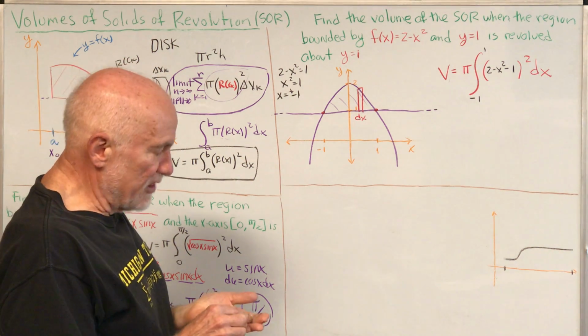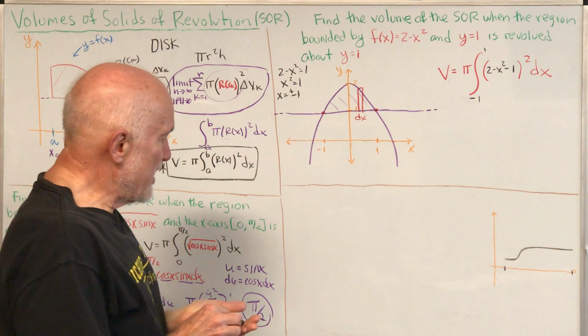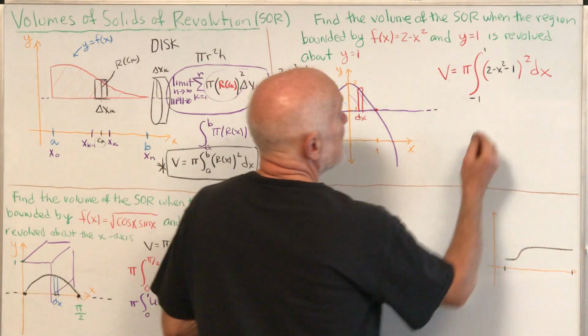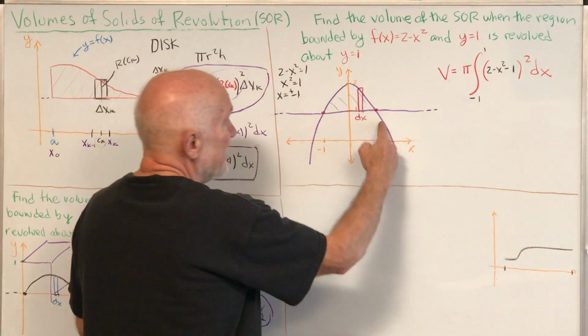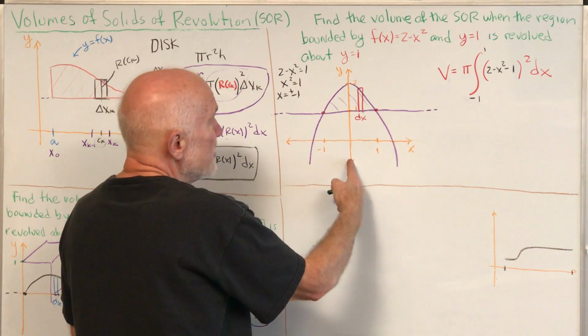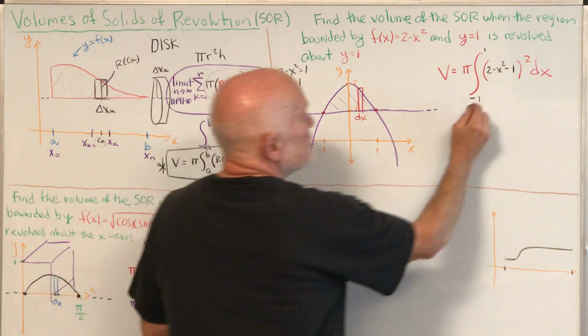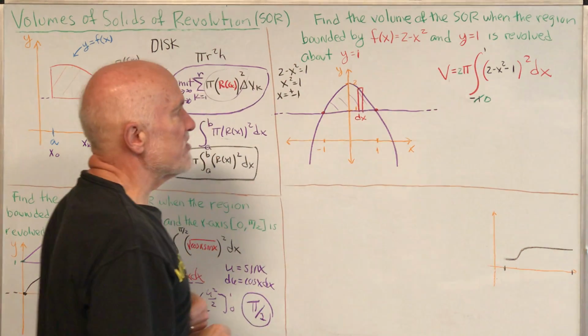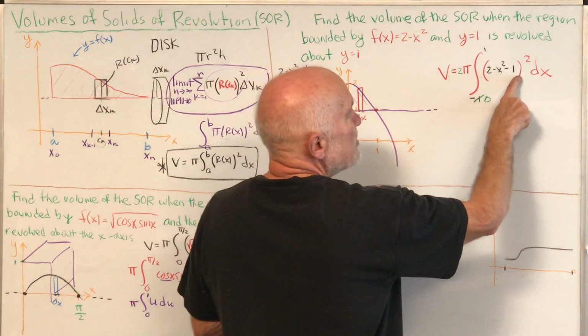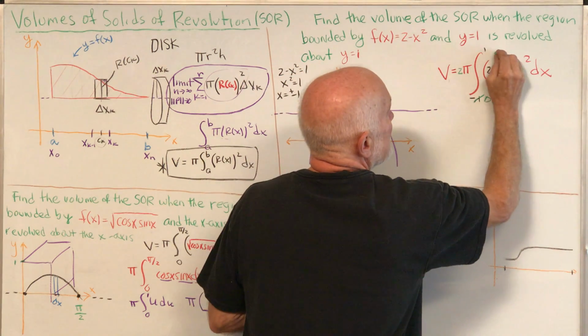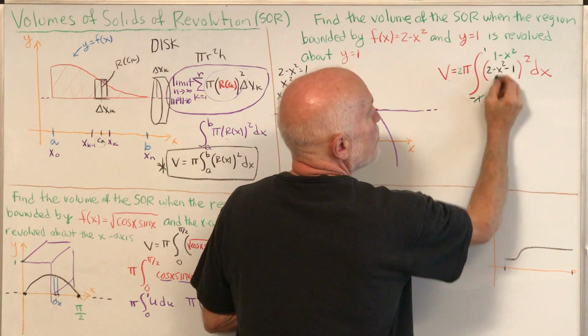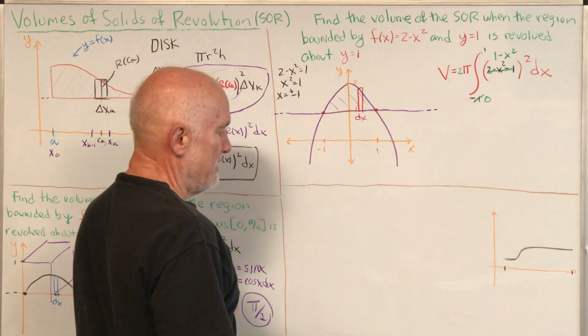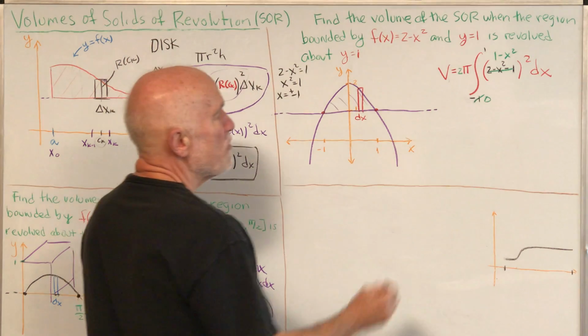Now, to make our life a little bit easier, what we could say is, this is a parabola and it's symmetrical around the y-axis. So we could just go from 0 to 1 and double our answer. And then before we square this out, we want to make this 1 minus x squared. So now we're ready.